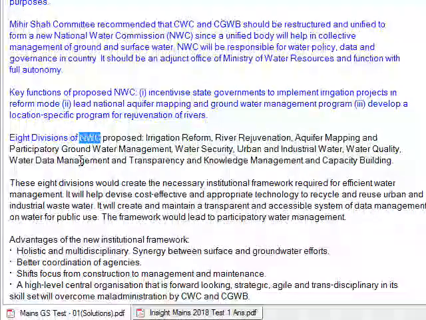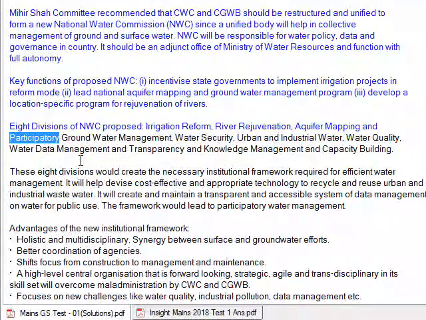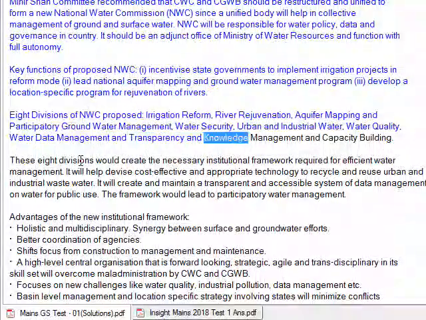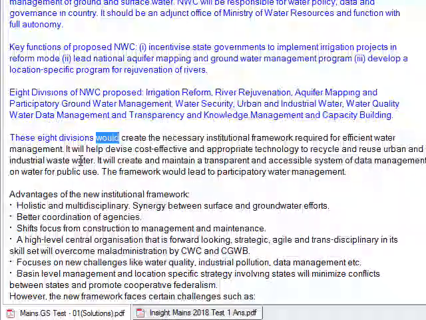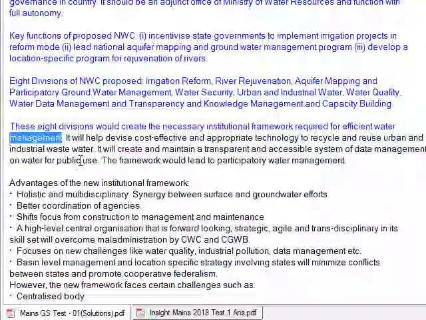8 divisions of NWC are proposed: irrigation reform, river rejuvenation, aquifer mapping and participatory groundwater management, water security, urban and industrial water, water quality, water data management and transparency, and knowledge management and capacity building. These 8 divisions would create the necessary institutional framework required for efficient water management.